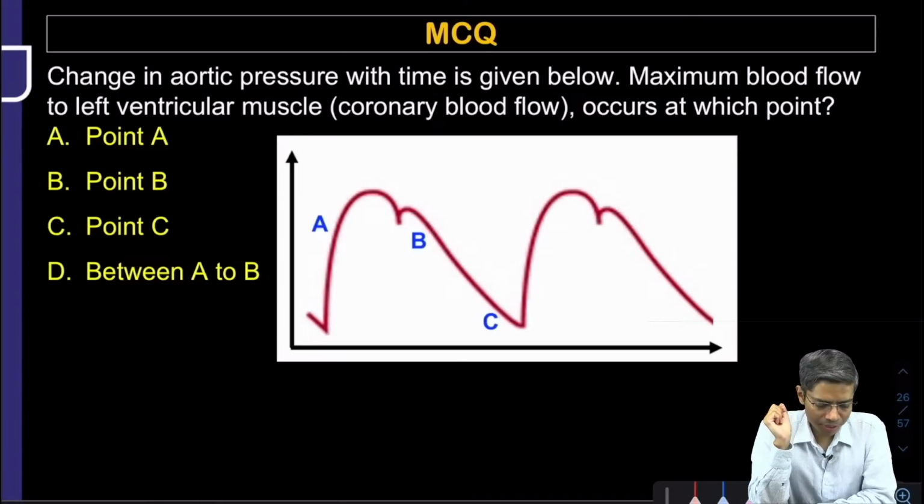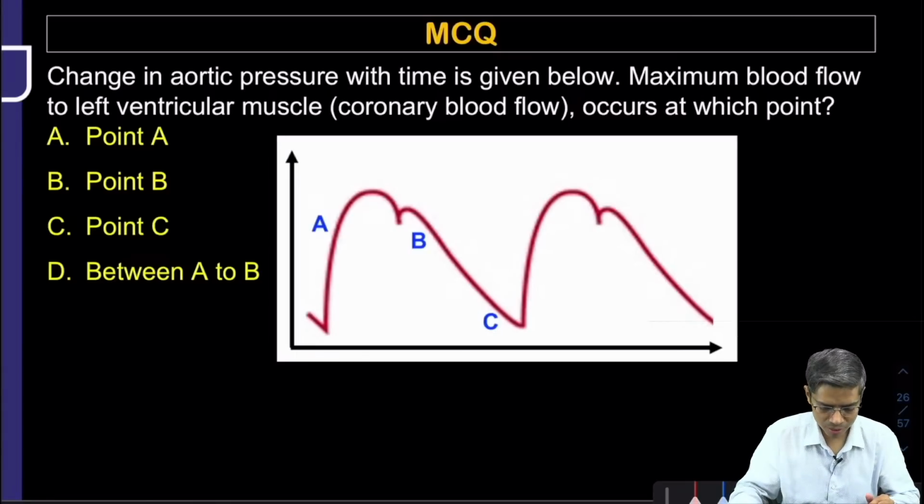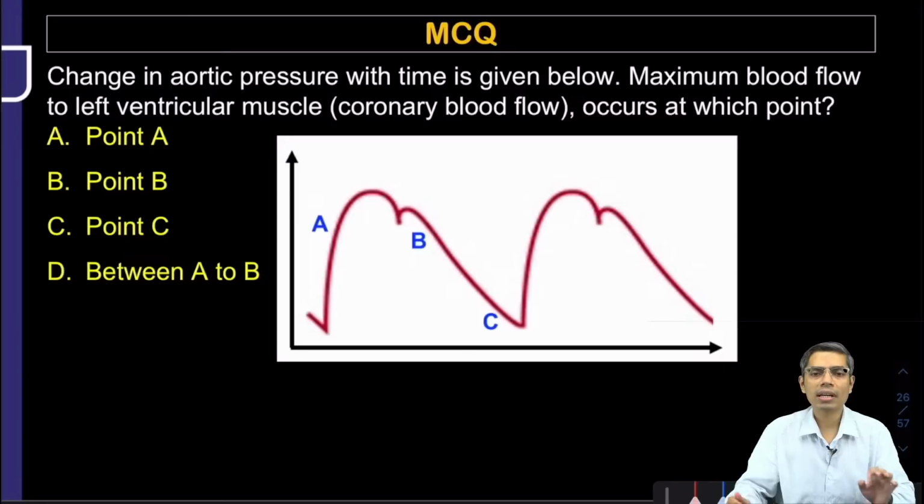Change in aortic pressure is recorded with time, and it is given below. Maximum blood flow of the left ventricle will occur at which point? So, you just have to understand from your basic knowledge. Suppose you do not know anything about this.